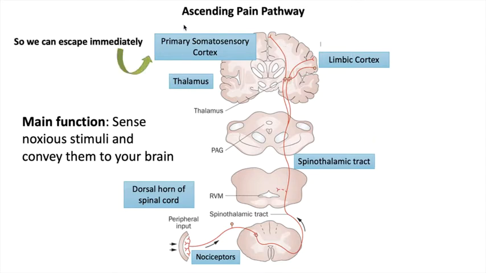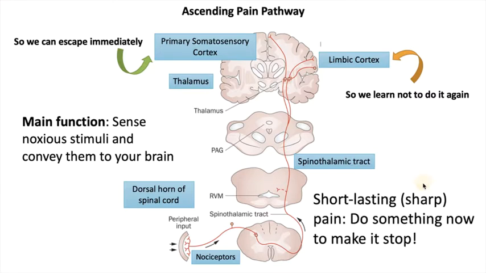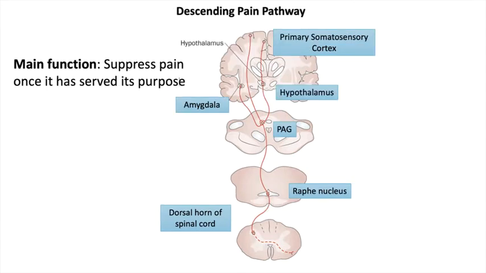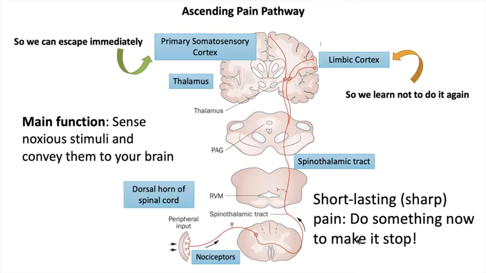So the information going to the primary somatosensory cortex is so that we can make an immediate escape. For the limbic cortex is so that we can learn not to do it again. You can sort of encode, that was unpleasant, I did not like it, I am motivated to avoid that in the future, right? So there is short-lasting sharp pain, which is going to make you do something now to make it stop. So that's one of the functions of the ascending pathway, to convey that sharp pain that says absolutely respond immediately, sort of like removing your hand from a hot stove or pulling your foot back off when you stepped on something sharp.